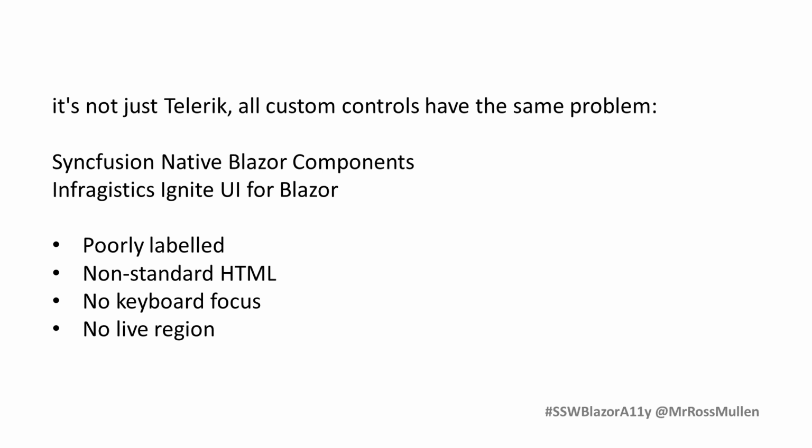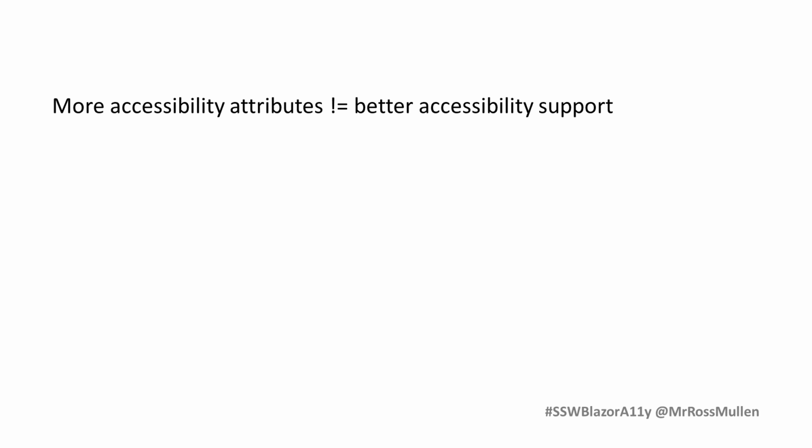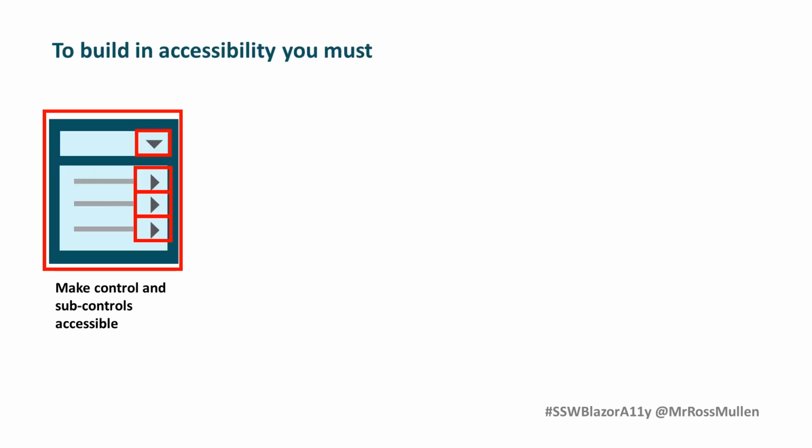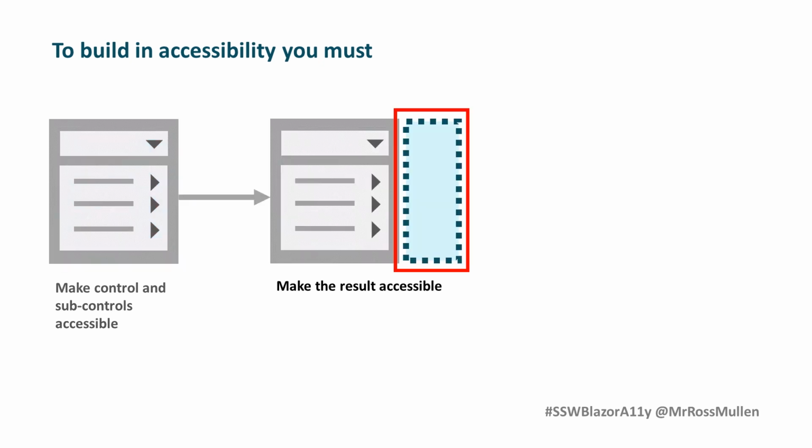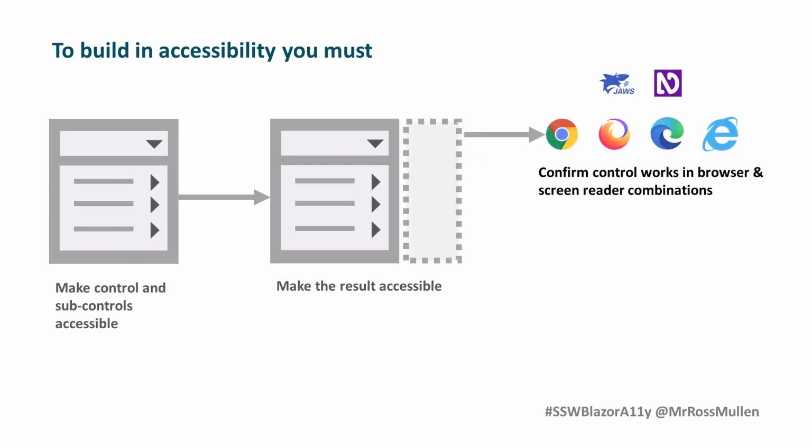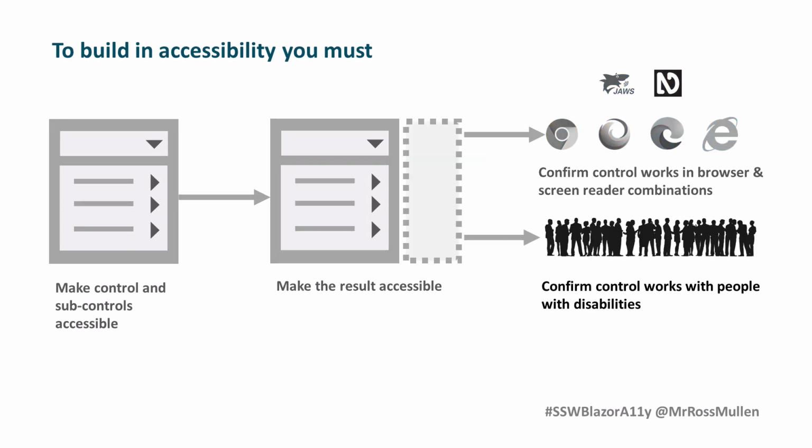Accessibility is viewed as a technical checklist, and it is assumed that by putting in more accessibility linting, the control is made accessible and supports more users with diverse disabilities. Unfortunately, it doesn't work like that. To build in accessibility means having to think about not only making sure the control and its subcomponents are accessible, but making its effect and result accessible as well, and backing this up with testing with users with disabilities and ensuring all that works in a combination of browsers and assistive technologies. It's a lot of effort to get right, and that's why unfortunately many haven't got it right.